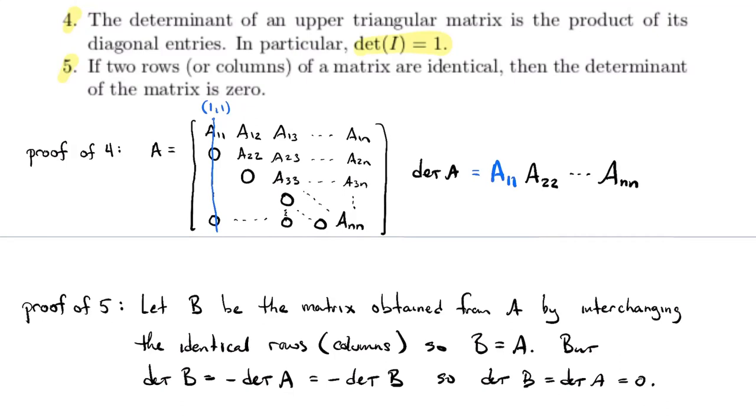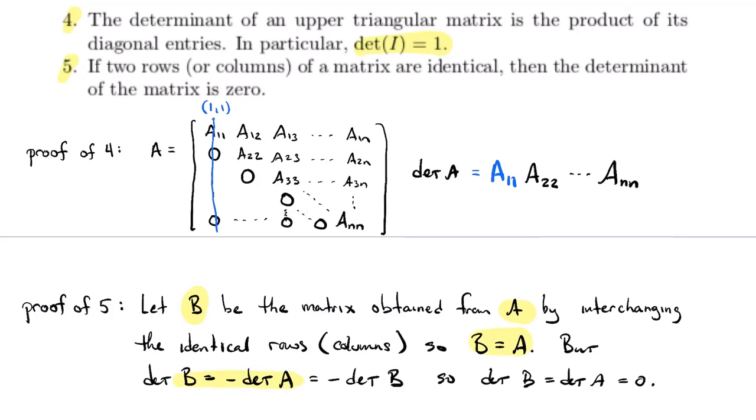Cool. Fifth fact, which I also want to sketch a proof of, is that if you have 2 rows or columns of a matrix that are exactly the same, the determinant's 0. This is kind of a cool proof. If you have 2 rows that are exactly the same, then swap them. Let B be the matrix that you get from A by interchanging the identical rows. Well, if you interchange identical rows or columns, then you don't change the matrix, right? But swapping rows was supposed to negate the determinant.